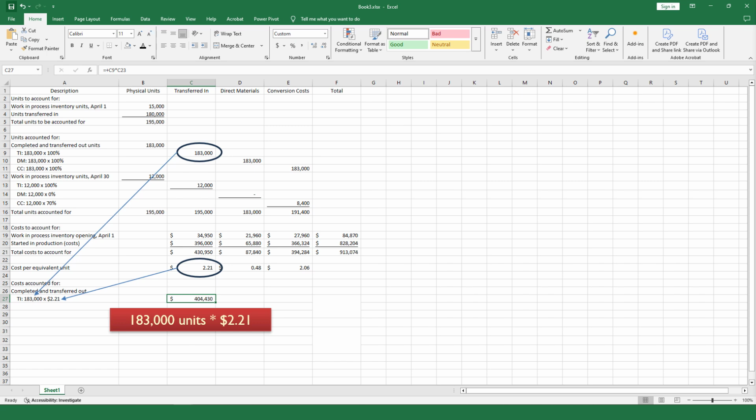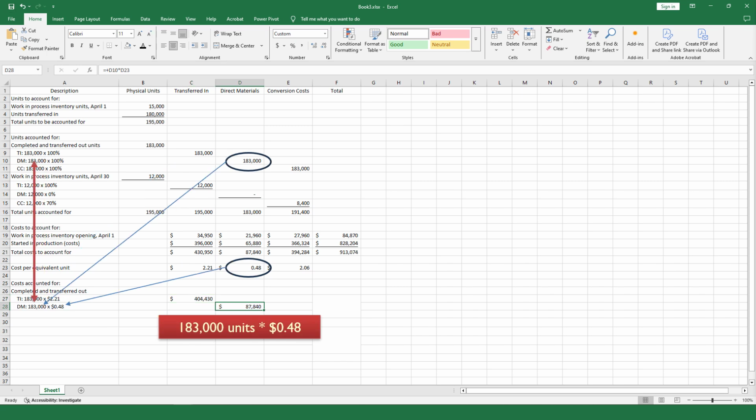For column C, transferred in, we take the equivalent units of 183,000 and multiply by the cost per equivalent unit, $2.21, which is equal to $404,430. That's the cost of the transferred in units which were completed and transferred out to the packaging department. Notice the similarity with the units accounted for, only this time you are multiplying by the cost per equivalent unit instead of the percentage complete.